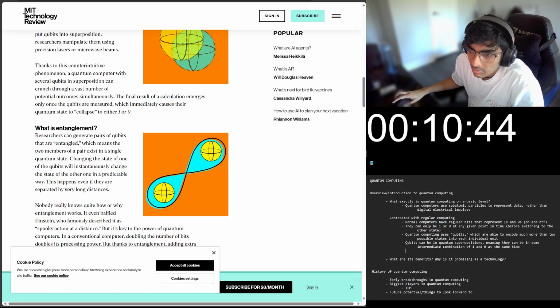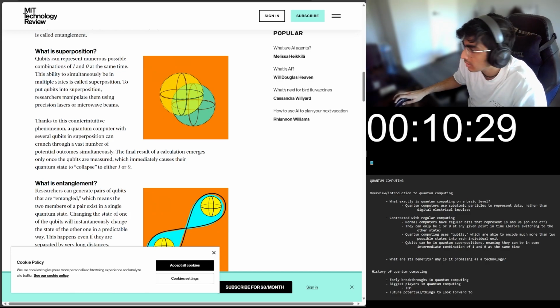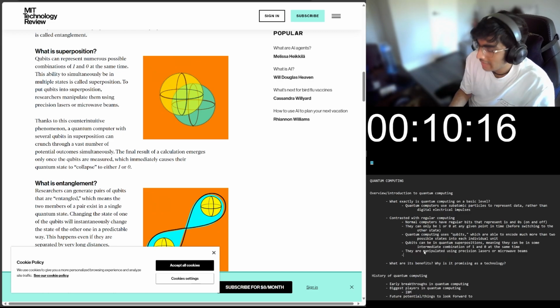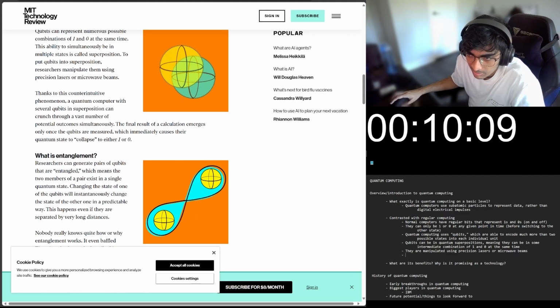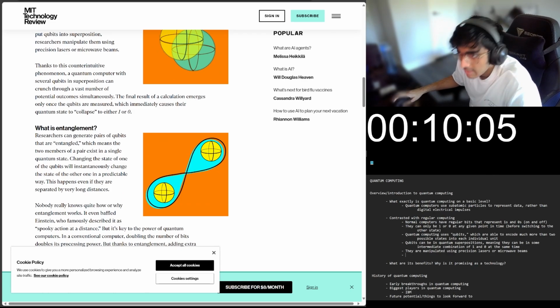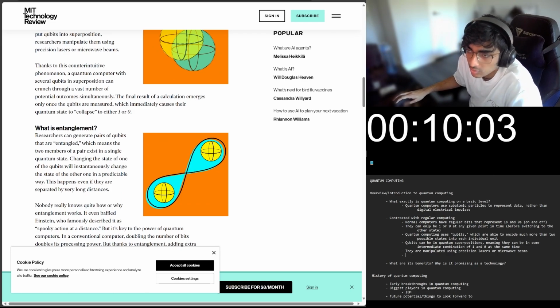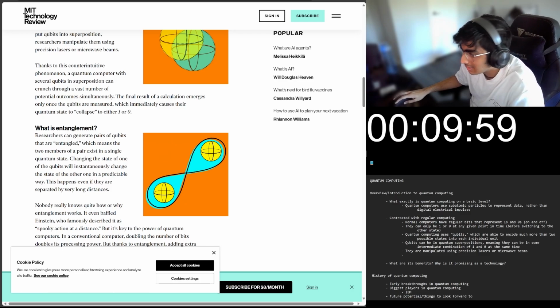Okay, anything else that I want to include here? Oh, wait, one more thing I want to write here. It says, to put qubits into superposition, researchers manipulate them using precision lasers or microwave beams. Halfway through the time, I think it's okay for now. Thanks to this counterintuitive phenomenon, a quantum computer with several qubits in superposition can crunch through a vast number of potential outcomes simultaneously. The final result of a calculation emerges only once the qubits are measured, which immediately causes their quantum state to collapse to either 1 or 0.